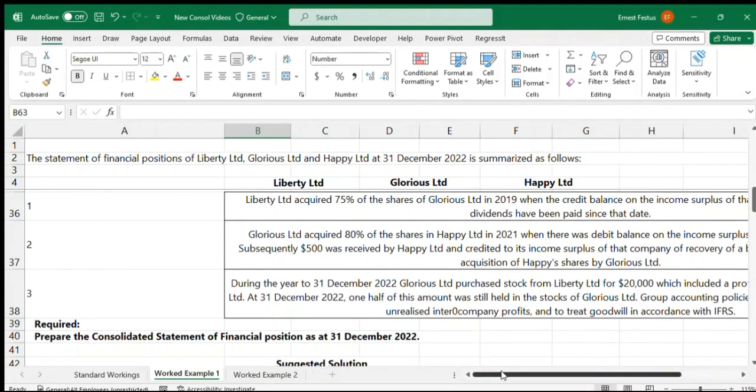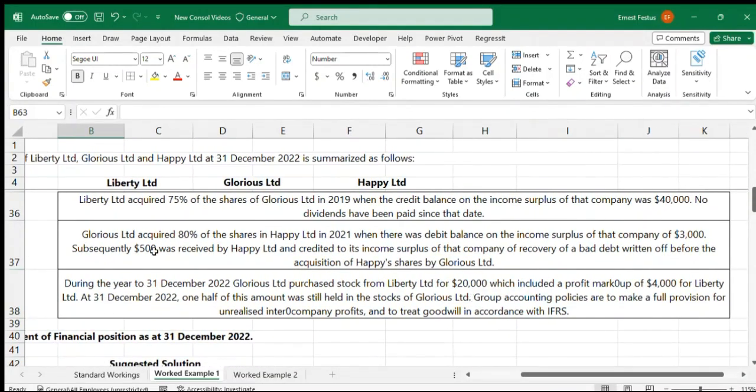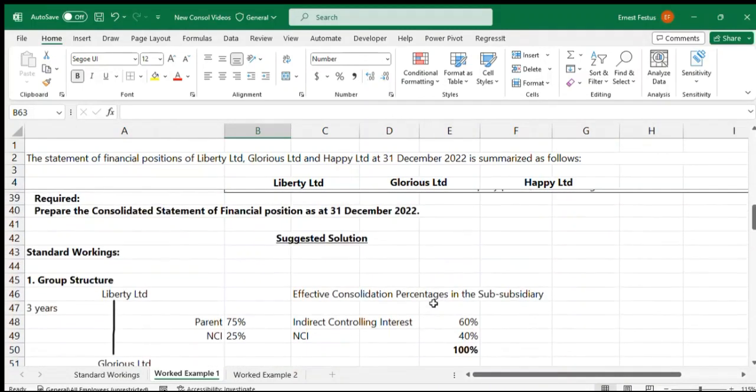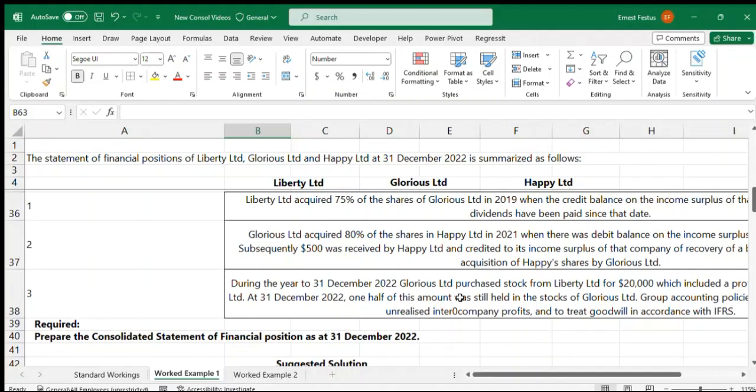We are ending there because we have another information, the third information here. So let's read the entire information. Subsequently, $500 was received by Happy Limited and credited to its income surplus of recovery of a bad debt written off before the acquisition of Happy's shares by Glorious Limited. So whatever we are looking for is the post acquisition profit, whatever happened at acquisition and within the post acquisition reserve is what you are interested in. Reading this information, it happened before the acquisition of Happy. So before Happy joined the group, this transaction had already occurred, and so it does not form part of the transactions relating to the group. So we will have nothing to do with it.